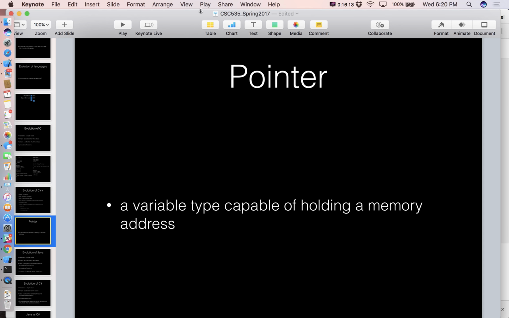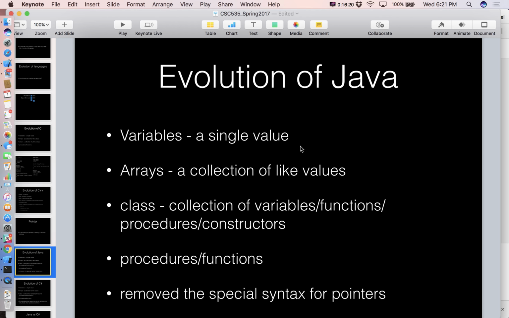We talked about pointers last time as well. It's a variable type for holding memory addresses. So in the evolution of Java, we have variables, we have arrays, we have our class, but we dumped structs. Anybody remember why I said that was a bad idea?